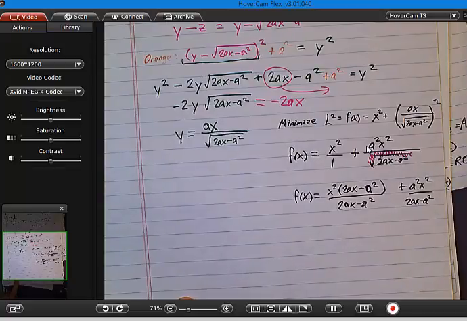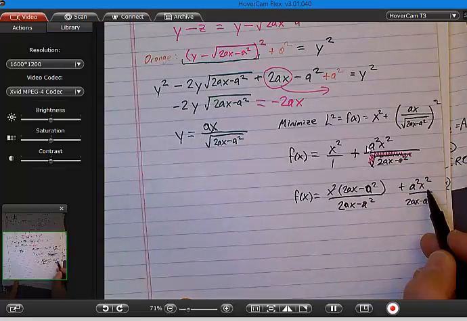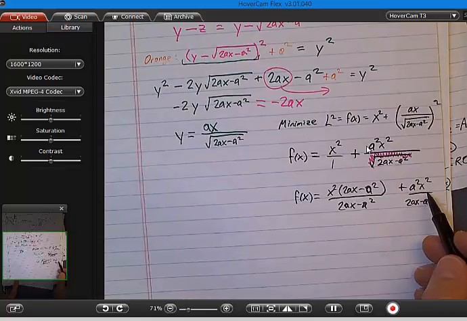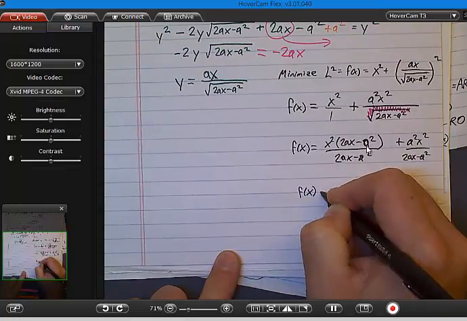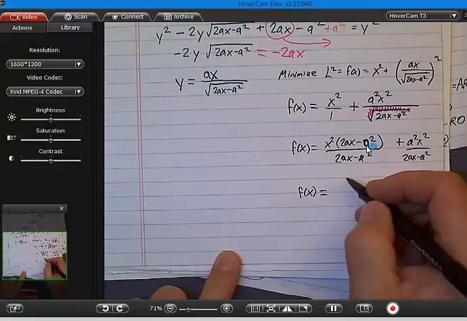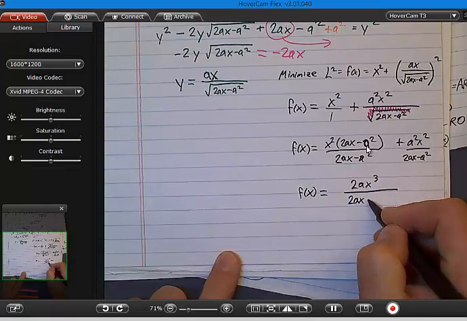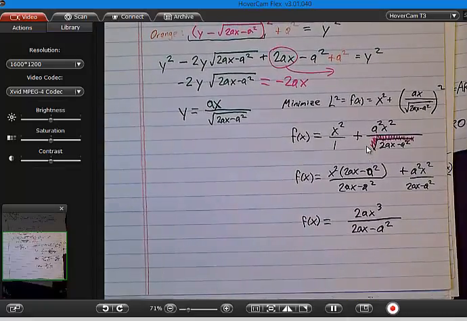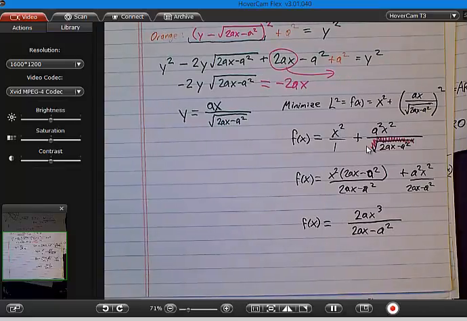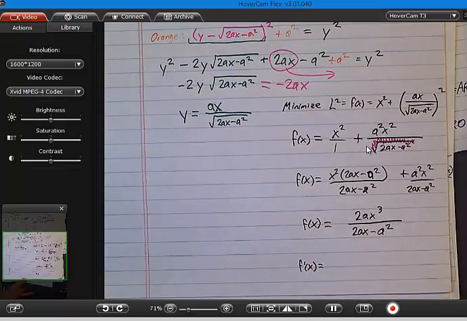And do you notice anything? Do you see more canceling? This x squared times this negative a squared, but here's plus a squared x squared. So we really made this thing a lot nicer. We have f of x, the thing I want to take the derivative of, is now just equal to 2ax cubed over 2ax minus a squared. And if you can write it as a simple fraction, one rational function, it works out nicer. All right, here I go. Take the derivative. f prime of x equals.